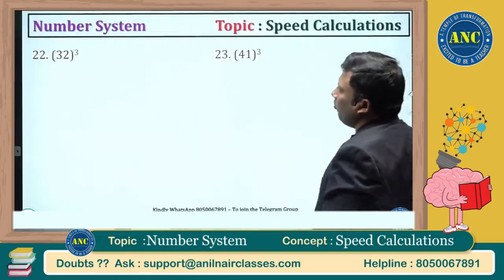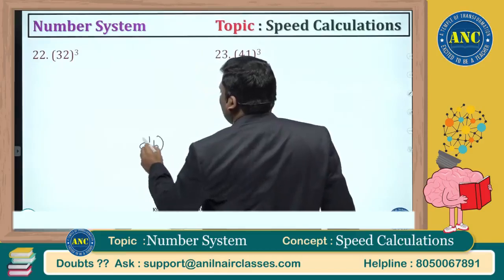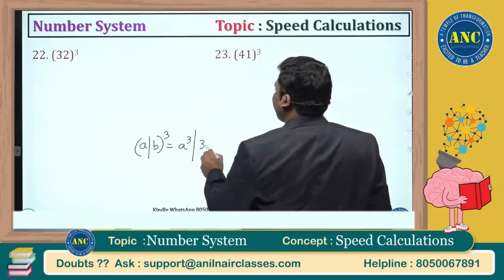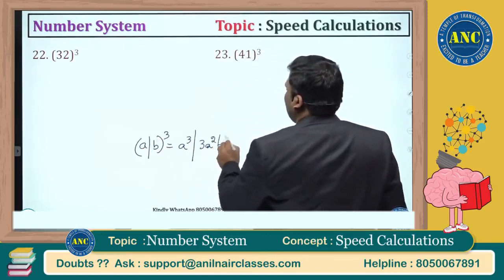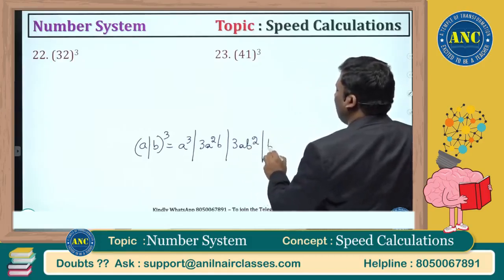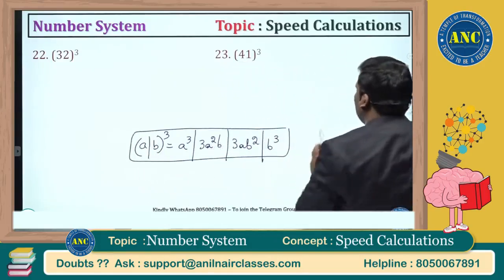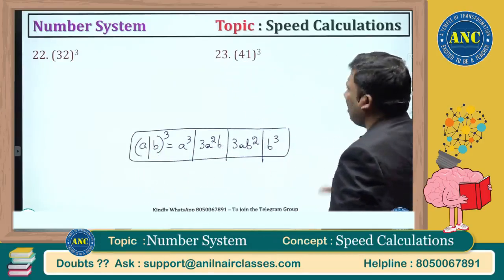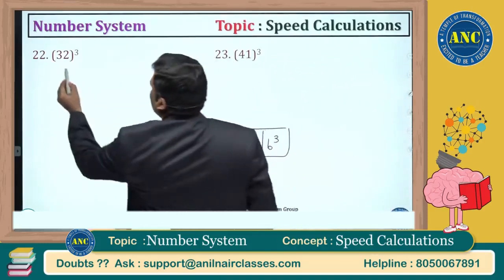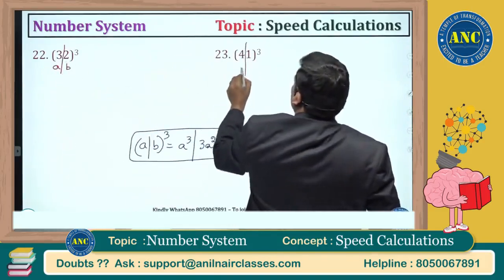Now let us do one by one. What is the concept that is used to solve both the problems? (a plus b) whole cube is a cube, 3a square b, 3ab square and b cube, that is, a cube plus 3a square b plus 3ab square plus b cube. This is the same expansion, we are going to use it. So a is 3 and b is 2. Here also a is 4 and b is 1.